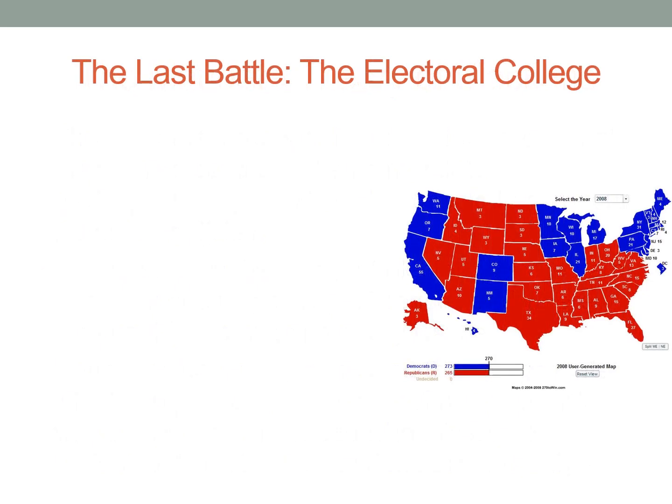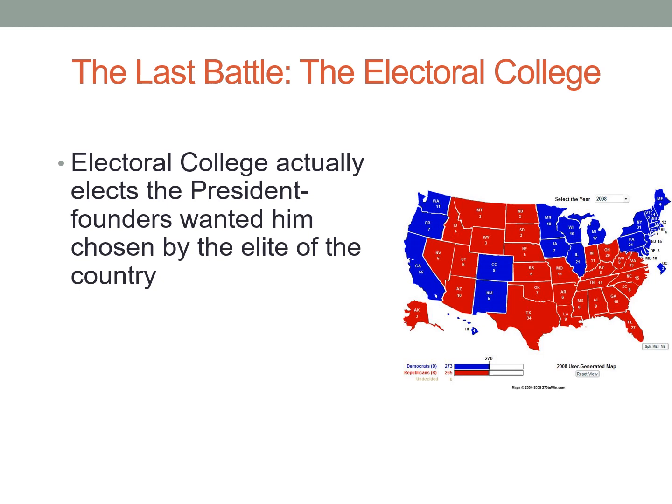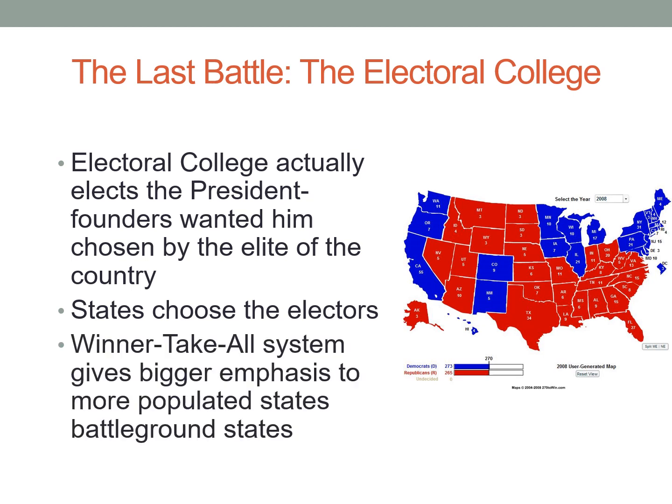In the last battle, the Electoral College. So the Electoral College actually elects the president. Founders wanted him chosen by the elite of the country. The states have to choose their electors, and the winner-take-all system gives bigger emphasis to more populated states and battleground states.